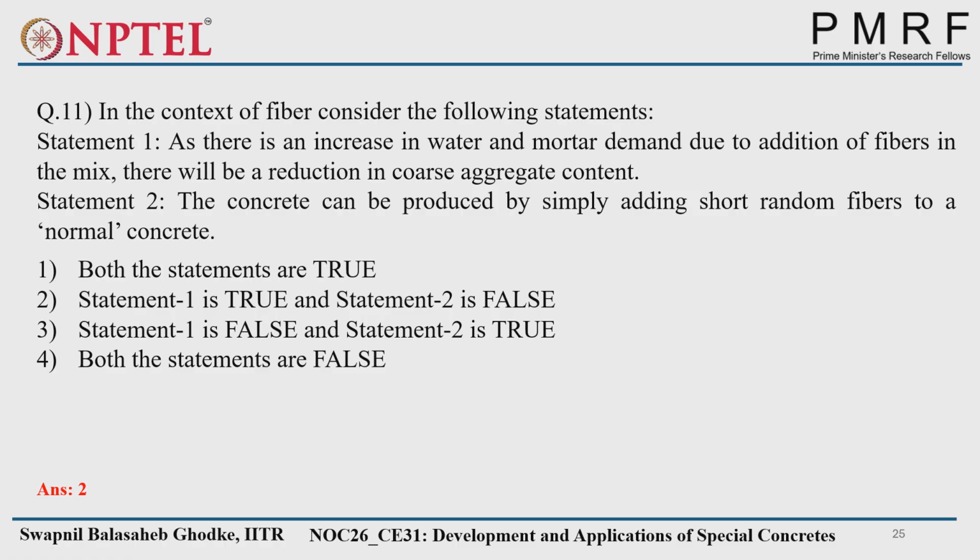Right. Statement 2 is false because we can't simply add short random fibers into the concrete and get the same consistency or same fresh properties of the concrete. But in the first statement, we are adding fibers, which means we have to reduce the coarse aggregate. Why do we have to reduce the coarse aggregate? Anyone?